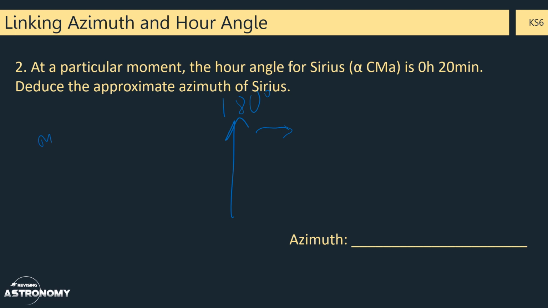Again, we know that 60 minutes was equivalent to 15 degrees, but we haven't got 60 minutes, we've got 20. So to go from 60 to 20, we divide by 3. So doing the same on this side, there is a difference of 5 degrees. So therefore we know it's 5 degrees further. So 180 plus the 5 degrees gives us an azimuth of 185 degrees.